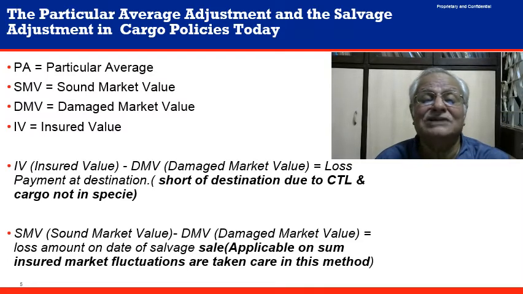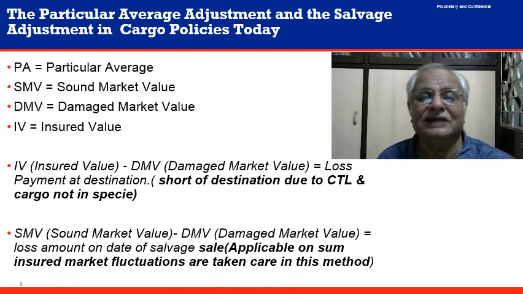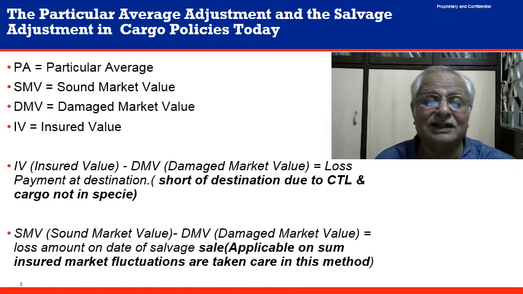So what could be the sound market value? It is the invoice CIF value plus maybe 10% or any other incidental expenses like clearing, forwarding, local transportation, taxes, etc. Plus, of course, duty which is already paid on that particular account. So we are considering the sound market value of the goods. We are disregarding the invoice value.